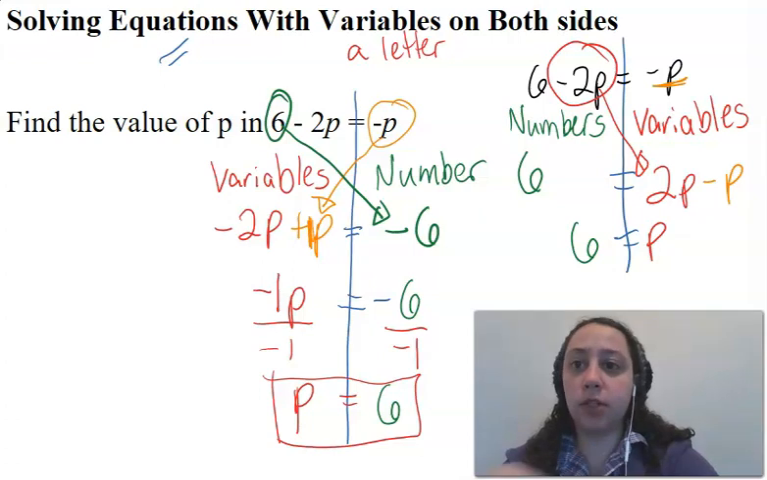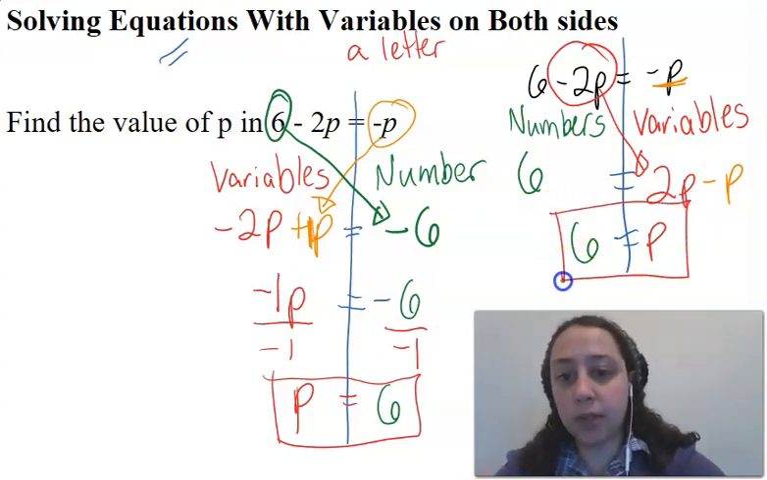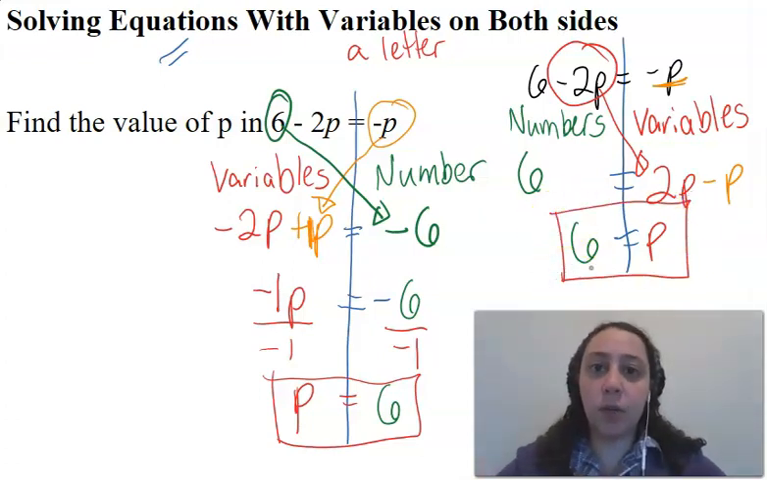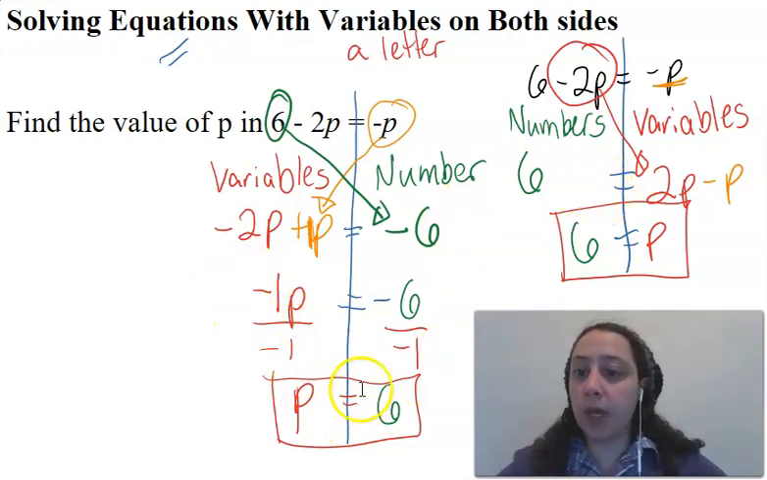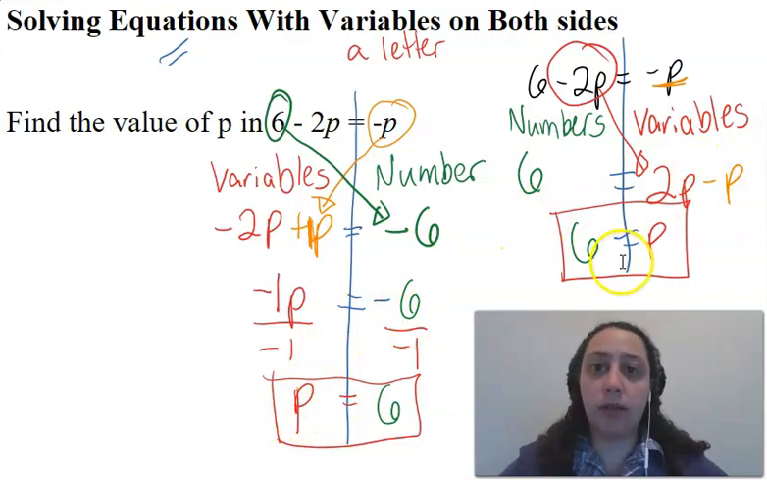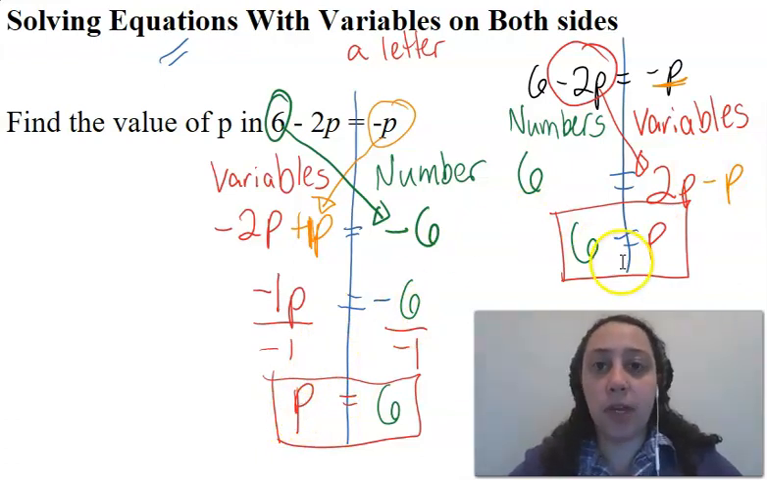And we've solved the equation, because now p is by itself. It's a little bit simpler because we didn't have this negative. But both ways give you the same answer. P equals 6, 6 equals p. You can choose to do whichever way you would like.